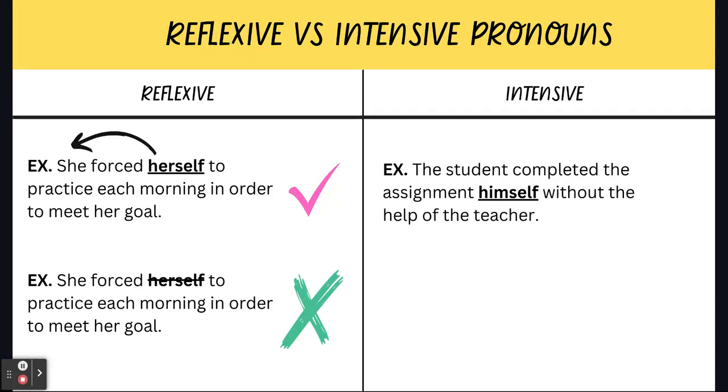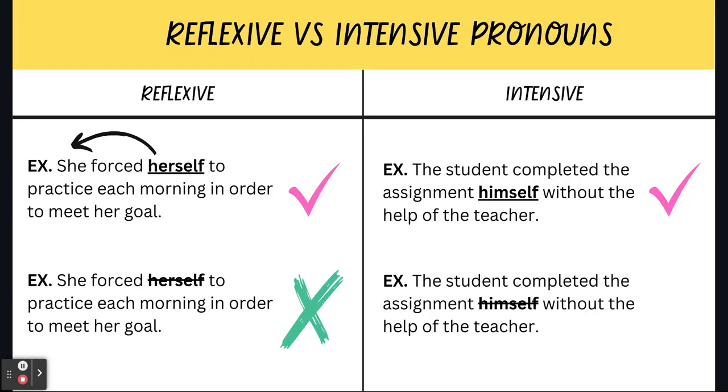With intensive pronouns, for example, the student completed the assignment himself without the help of the teacher. Okay, I'm using that intensive pronoun correctly. However, if I rewrite this sentence and I take that pronoun out, it's still going to be clear. The meaning is not gone. The student completed the assignment without the help of the teacher. I still completely understand what the student did without the use of the intensive pronoun. That's the big difference.